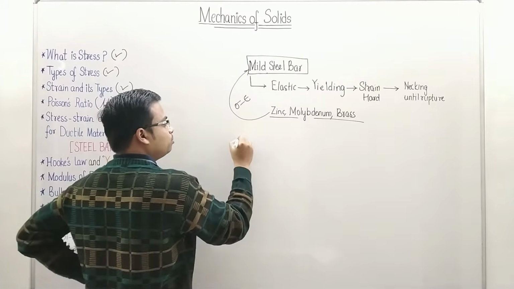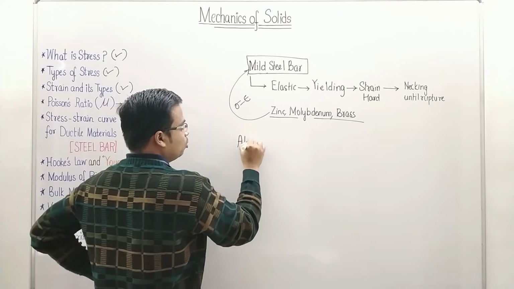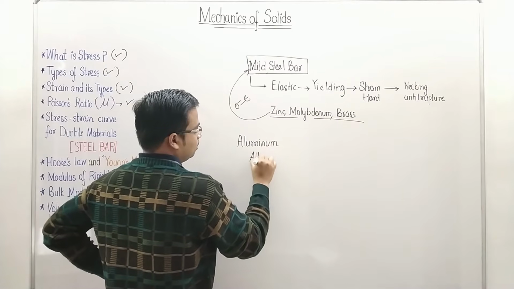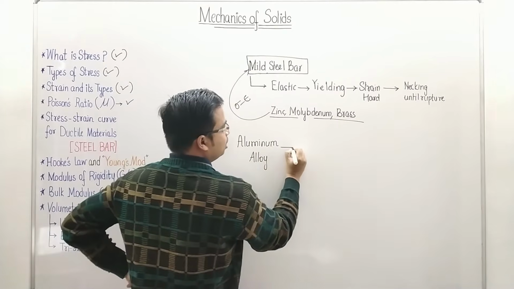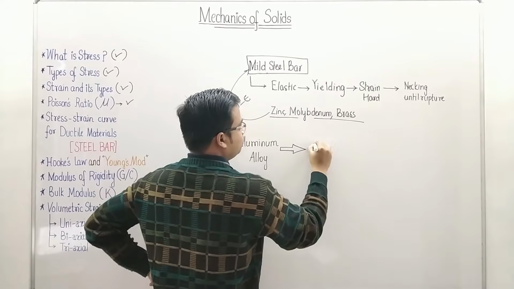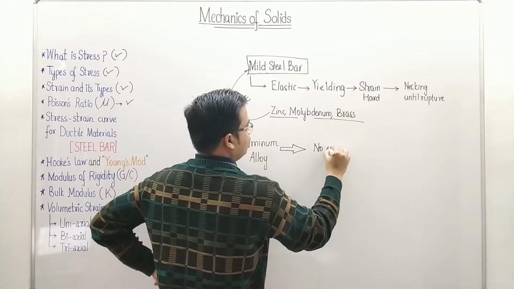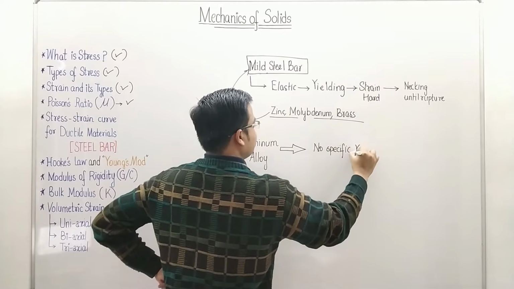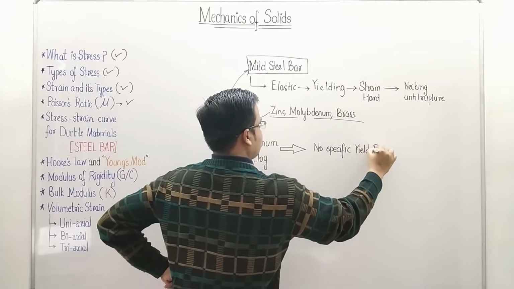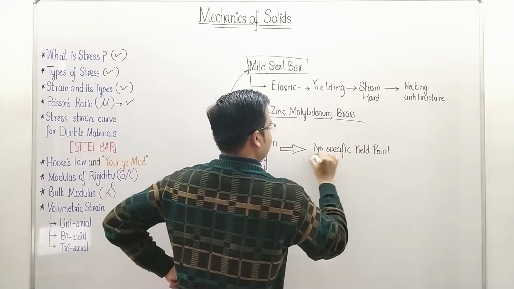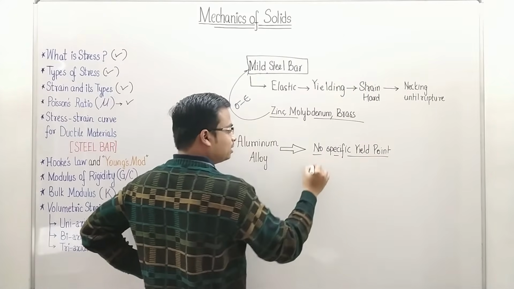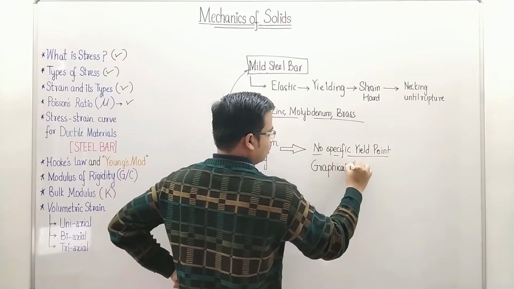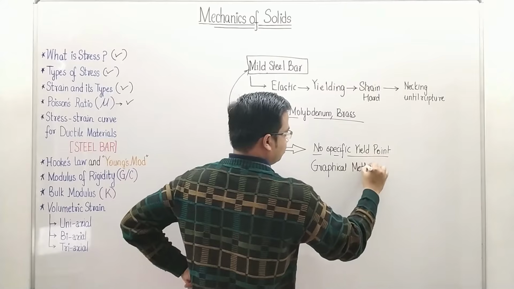One such material which comes to my mind is an aluminum alloy. Now this material is such that although there is going to be a proportional limit, there is no specific yield point, and things get very difficult. No specific yield point. Okay, so in order to get the yield point, there is a method which we use. It's a graphical method, and that method is known as the offset method.